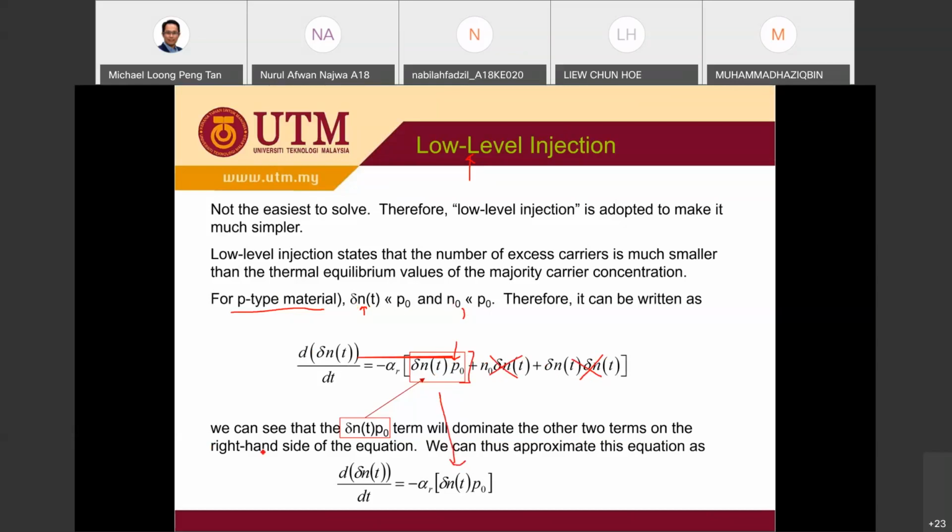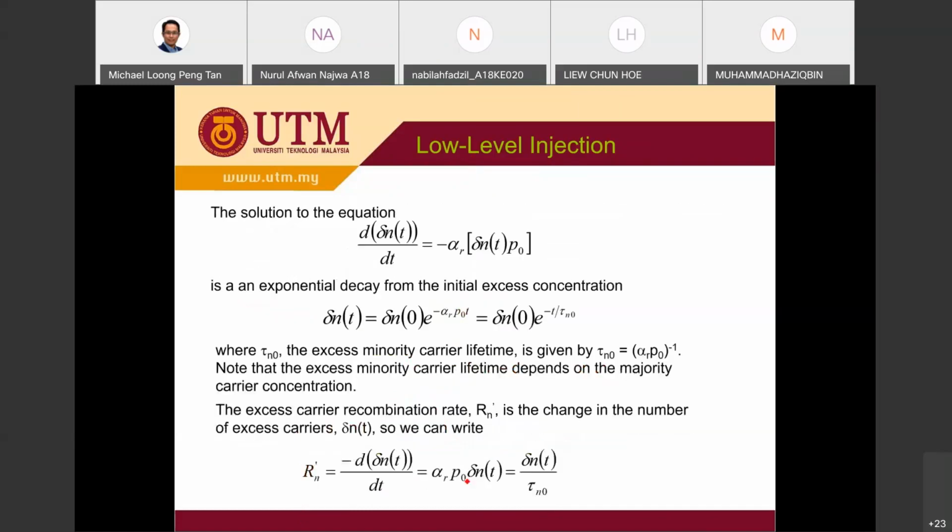We can see that the term delta N PO will dominate compared to the other two on the right hand side of the equation. We can approximate this equation to this equation right now. So now they say that, okay, we go to here, then we move on to the next slide. The solution to this equation, now you have to do some integration here to solve it.